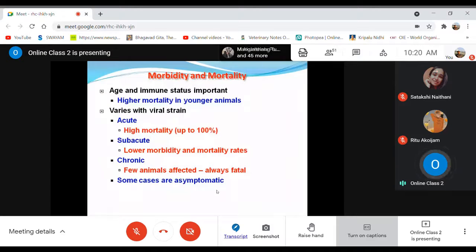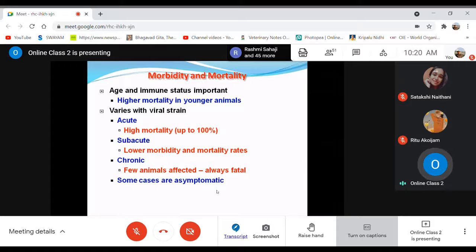Then morbidity and mortality. When we are talking about morbidity and mortality, there is a little bit of variation according to the age as well as the immunity status of the animal. That means there tends to be higher mortality so far as young animals are concerned. It doesn't mean that only young animals are affected. All age groups can be affected, but high mortality tends to be more in young animals, young piglets. Okay, then there may be variation of morbidity and mortality according to the viral strain also.